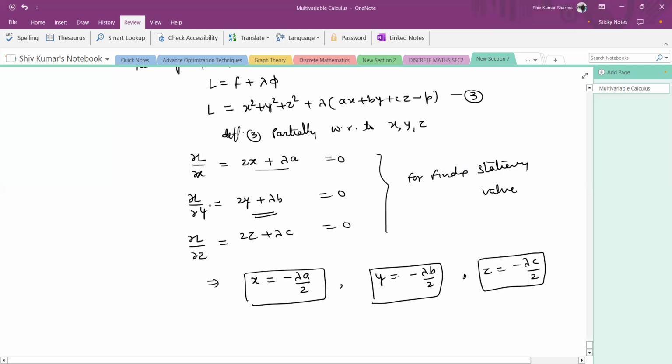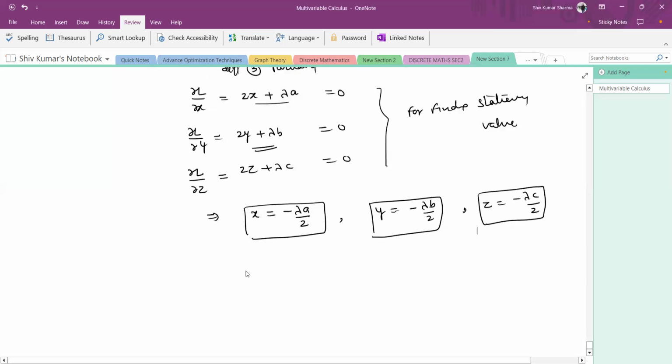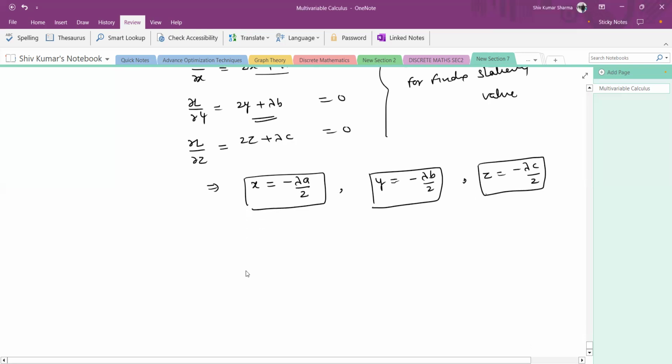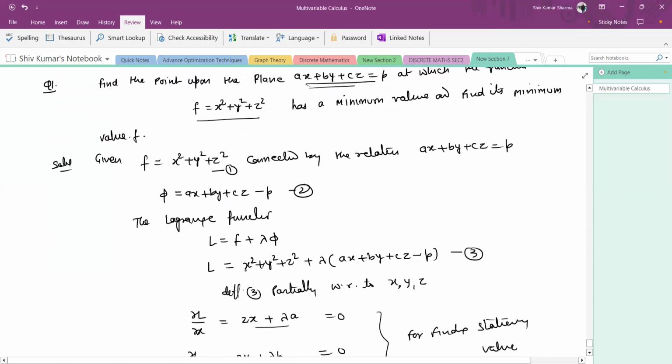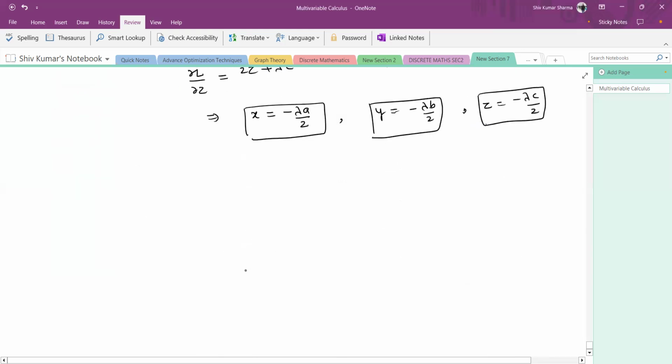So the value of x, we have minus lambda a upon 2, lambda b upon 2, and lambda c upon 2. Now we have one undetermined multiplier, that is lambda. So we need to calculate the value of lambda also. So we put this into the given function, given relation. So we see that the given relation is ax plus by plus cz is equal to p.